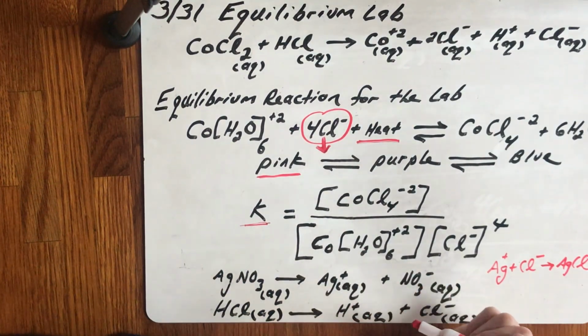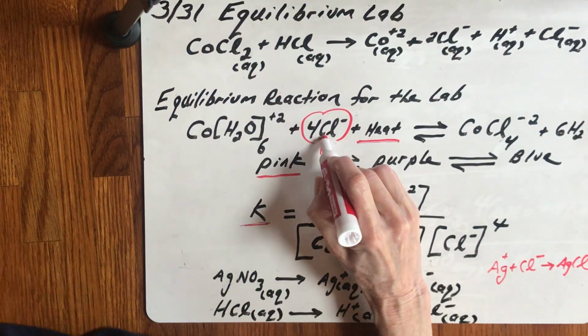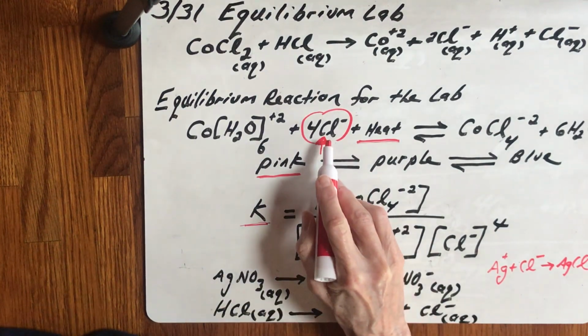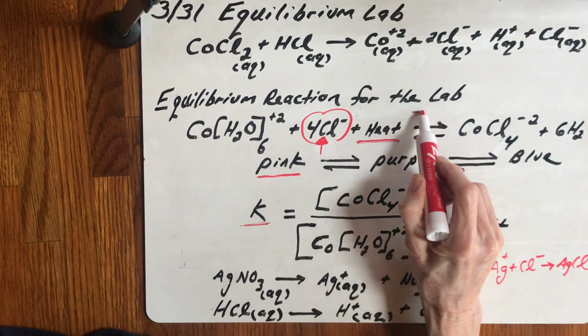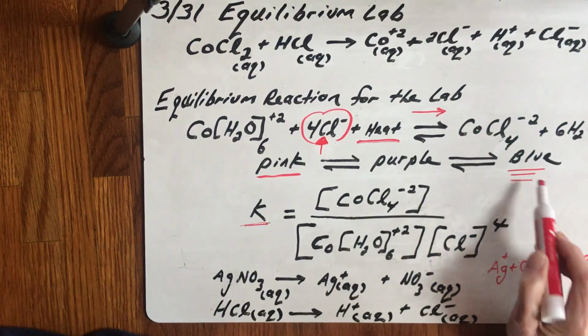Okay? And then in the other part of the lab, you'll add a little bit extra HCl as a final step. You add a little bit of HCl, producing more hydrogen ions and free chloride ions. So these free chloride ions are now going to increase the amount of chloride ion in your solution. If you're increasing the amount of chloride in the solution, in this scenario, your equilibrium will shift to the right and your solution will then look blue.